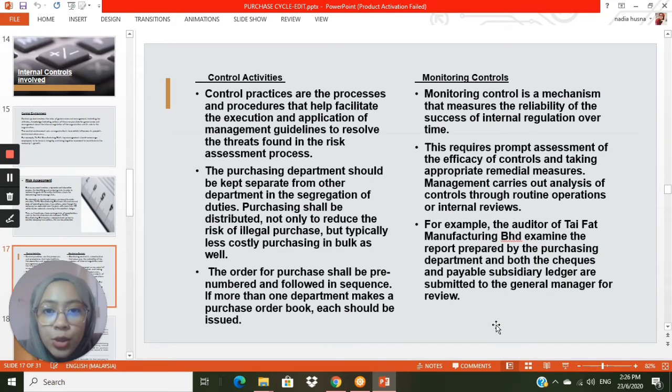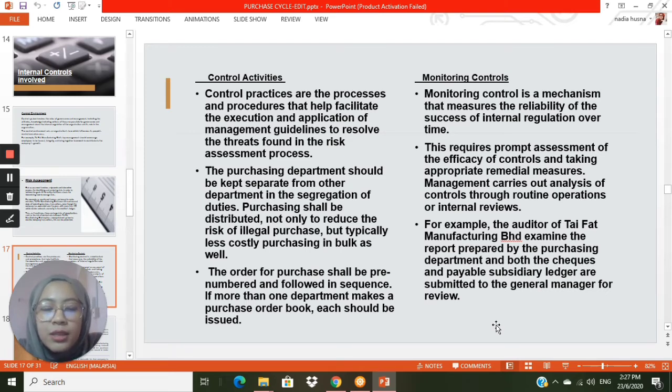The third one is control activities. Control activities are the processes and procedures that help facilitate the execution and application of management guidelines to resolve the threats found in the risk assessment process. The purchasing department should be kept separate from other departments. It is not only to reduce the risk of illegal purchases, but typically less costly purchasing in bulk as well.